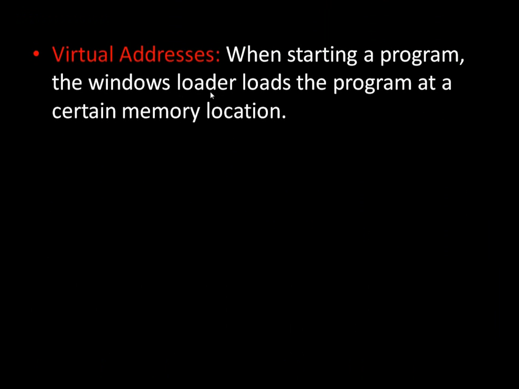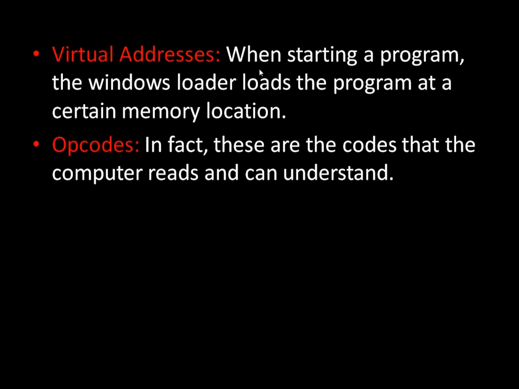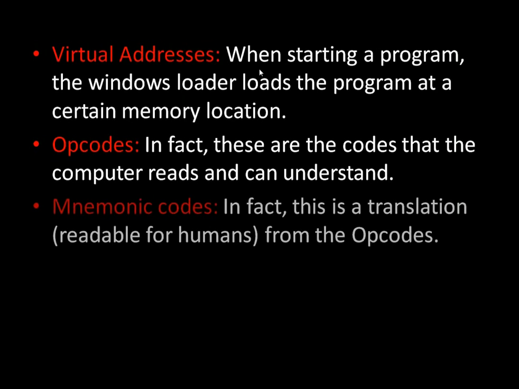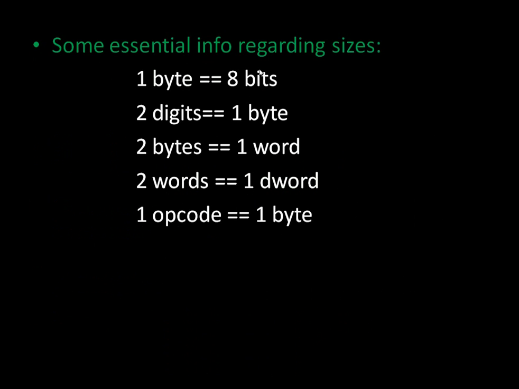Now look at the definitions of that. What are virtual addresses? When starting a program, the Windows loader loads the program at a certain memory location. These are known as virtual addresses. Opcodes, in fact, are the codes that the computer reads and can understand. What are mnemonic codes? In fact, this is a translation of the opcodes readable for humans. And comments: after OllyDbg has analyzed the code, it puts comments here to assist us.